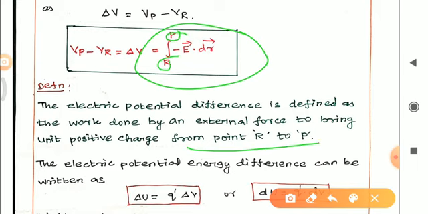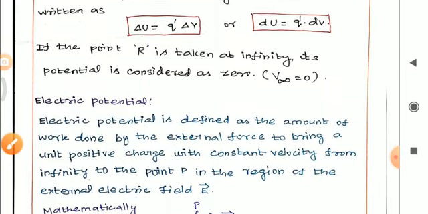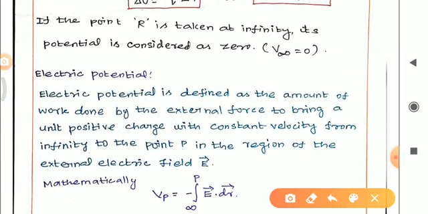But in the definition, for the 2 mark question, we have to write it is the amount of work done by an external force to bring the unit positive charge from, instead of point R to P, you can write from one point to another point in the region of external electric field. Otherwise, simple concept, I can say to you, you can study this question alone. From this definition you can write the question for potential difference also.